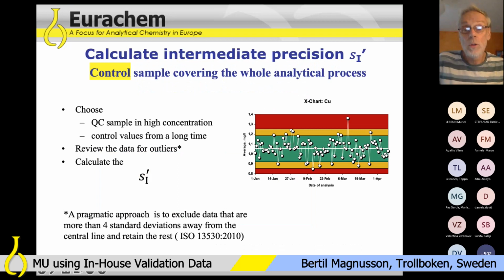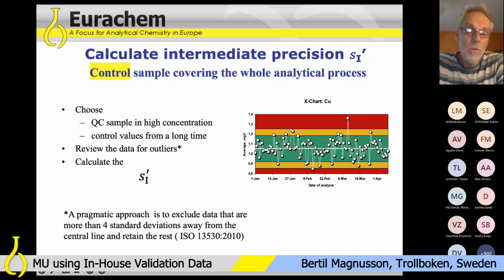So if we would have a control sample covering the whole analytical process, could be, for example, cadmium in soil, or it could be, for example, pesticides in a food item, which is subsampled, digested or extracted, and examined exactly the same way as your routine samples. Of course, we need to have it in high concentration, so we will be in that concentration range, and we need to have it from a long time.